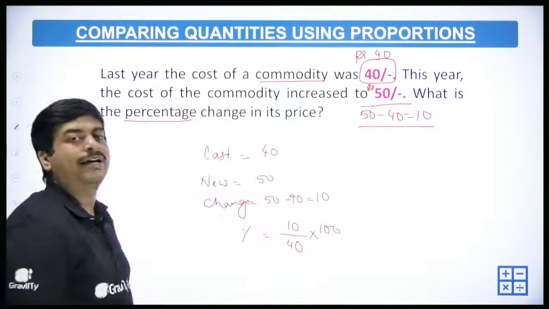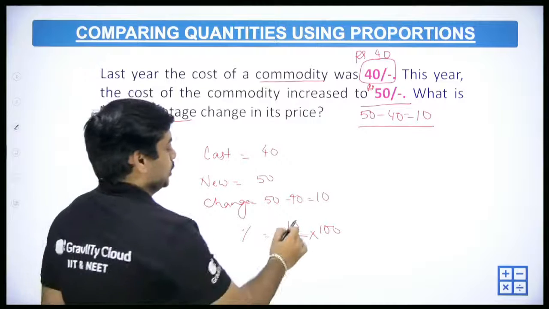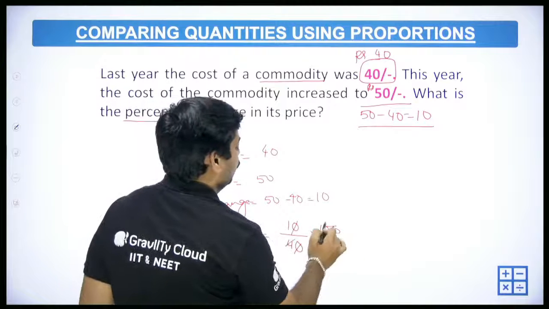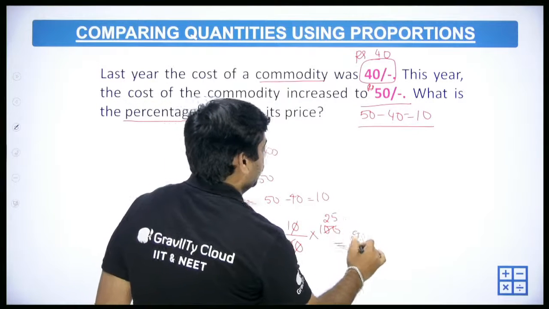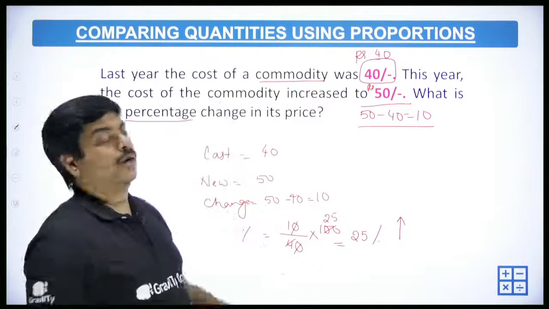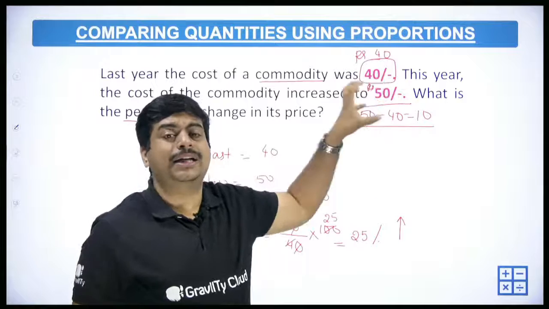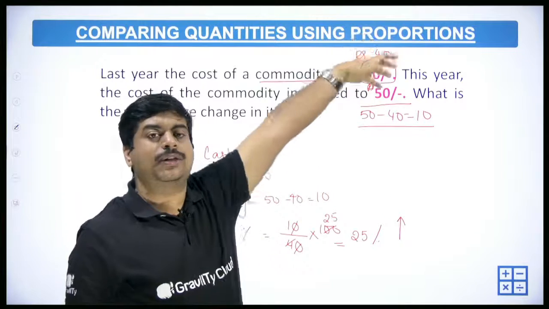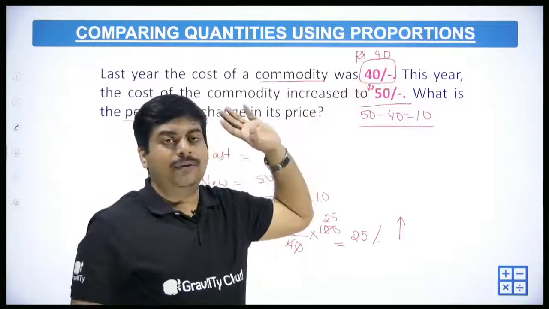So we multiply that with 100 percentage. Okay, so 0 and 0 get cancelled. 4 ones are 4, and 4 25s. So the cost of the product is increased by 25%. From 40 rupees, it got increased by 25% of that 40 rupees, and we are getting 50 rupees.